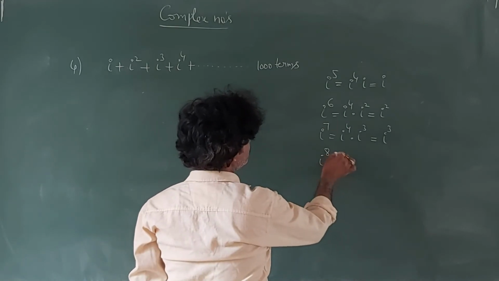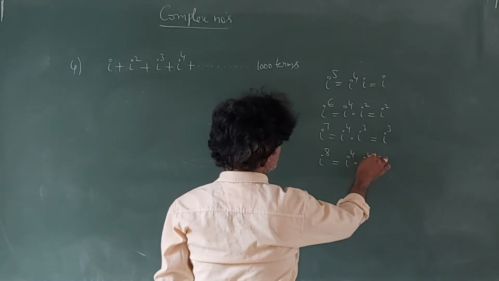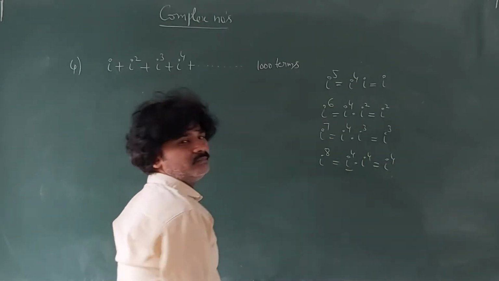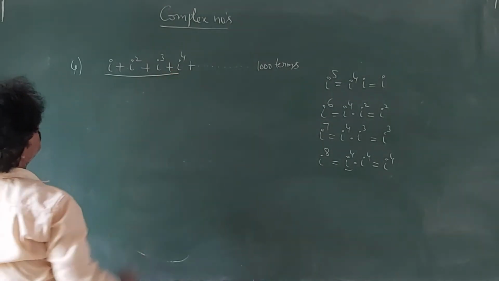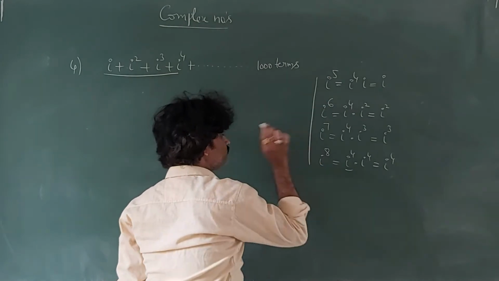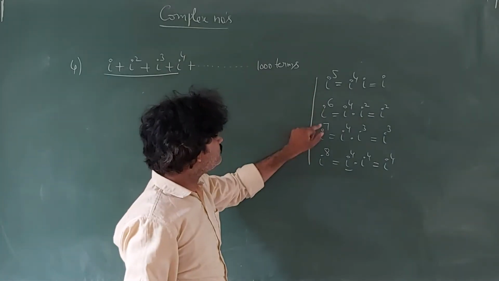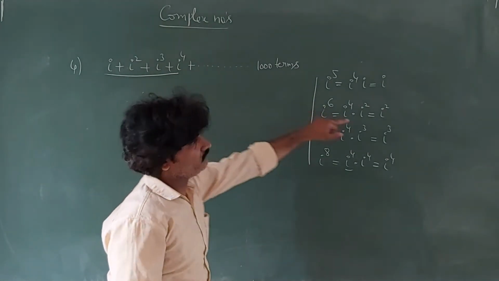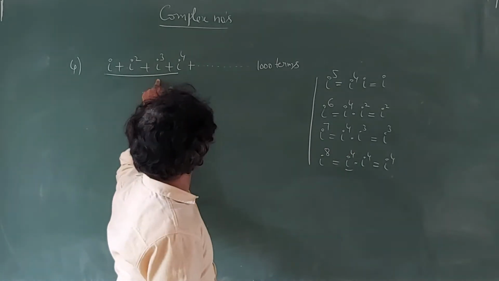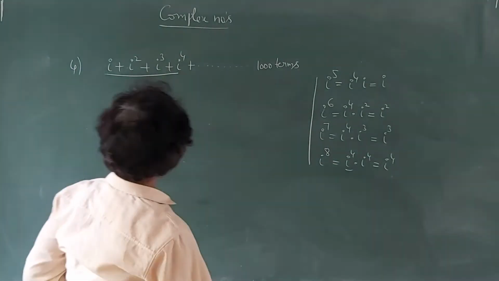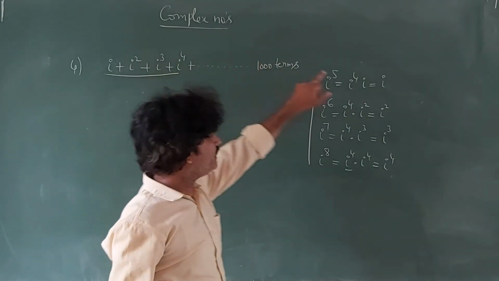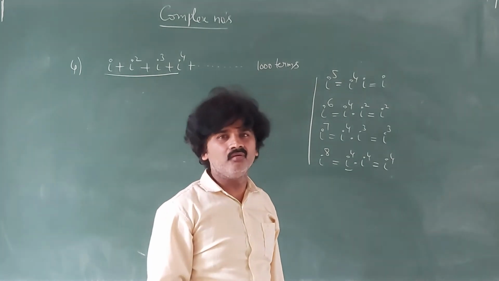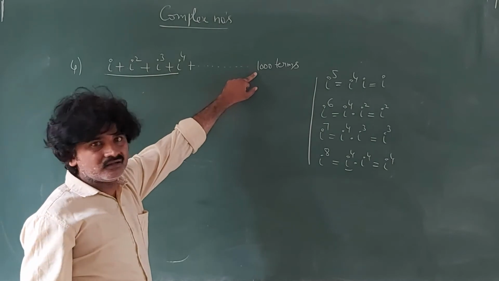If we come to i power 8, I can write i power 4 into i power 4, which is also 1. I am writing it like this because if the first 4 terms are these, then the next 4 terms are the same. i, then i square, then i cube, then i power 4. Whatever 4 terms I wrote, the same 4 terms will repeat. So then in this 1000, how many groups like this?